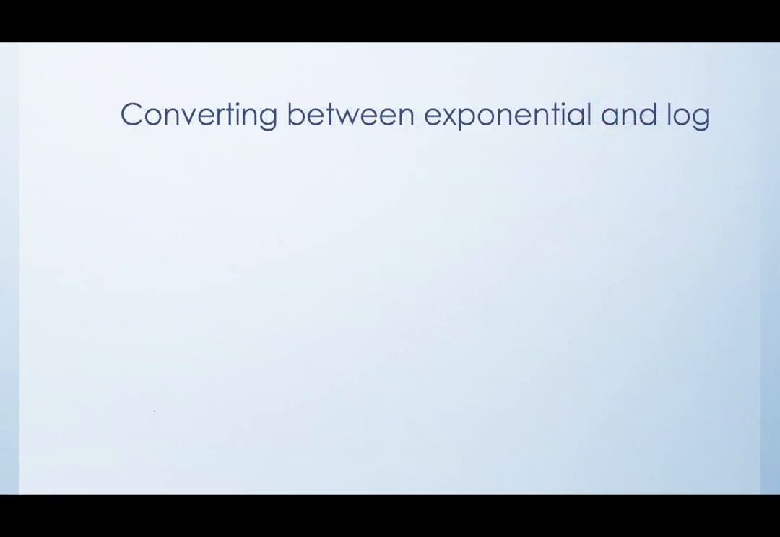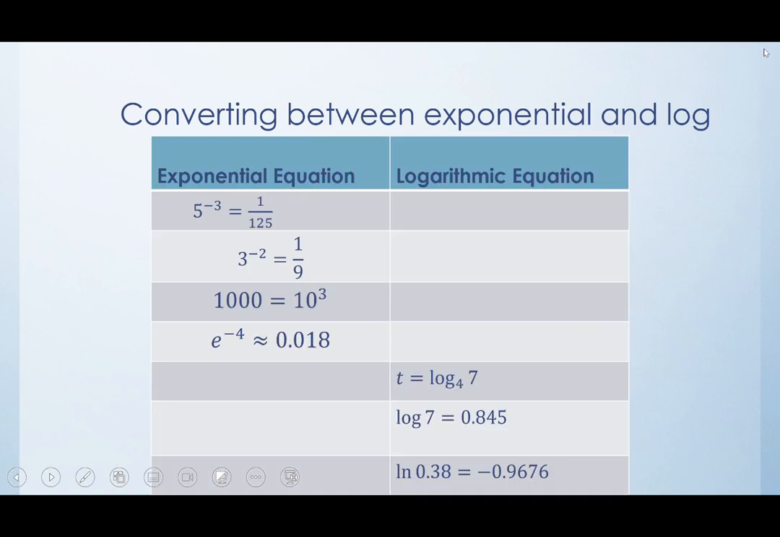Okay, so next up is really just some practice converting between exponential and log functions. So if I give you the exponential equation, 5 to the negative 3 equals 1 over 125, we want to rewrite that as a log. So we know our base is 5. So we're going to say log base 5, and our input is going to be the number, and our output is going to be the exponent, negative 3. So we have log base 5 of 1/125 equals negative 3.